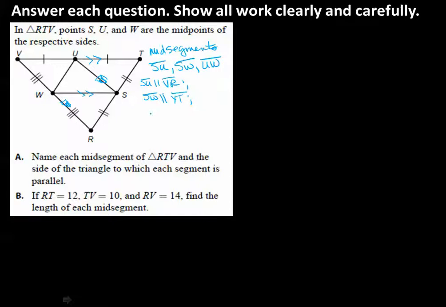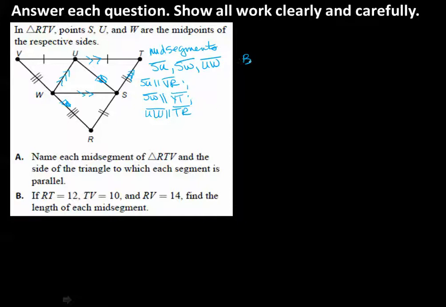Forgot to put my segment bars. And then I've got UW is parallel. This one's going to have 3 arrows. Parallel to TR or RT, doesn't matter. There we go. I answered part A.